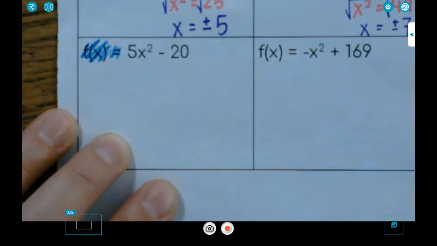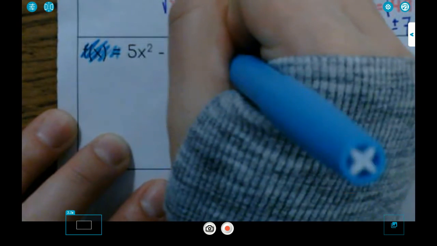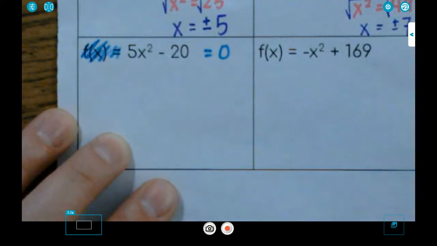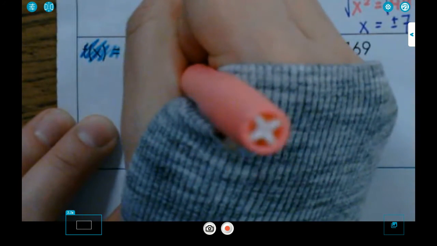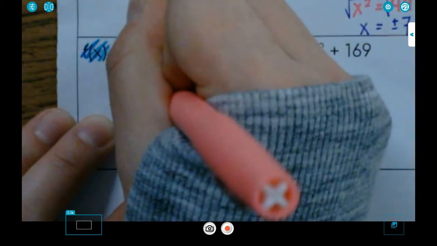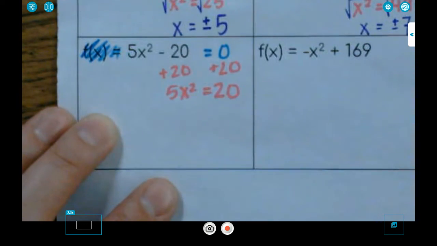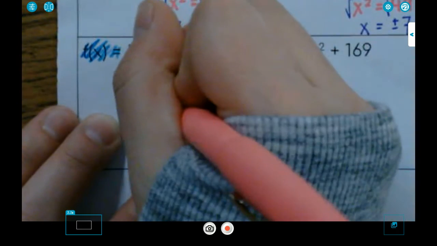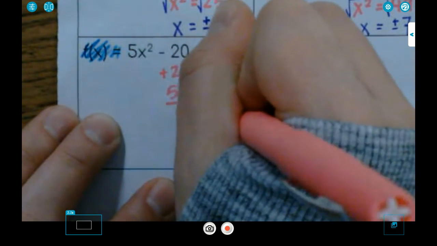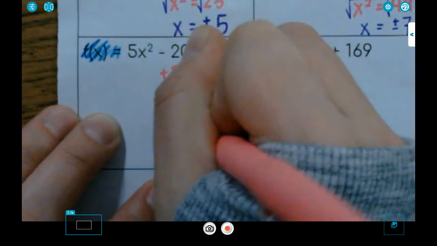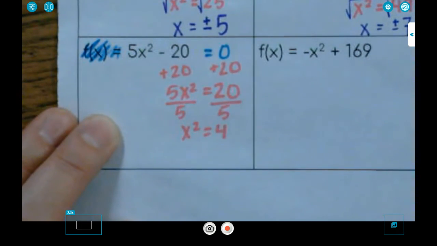Get rid of the f of x and make it equal to 0. And then Katie, what were you saying? Add 20 to both sides. And I've got 5x squared equals 20 now. Now, Michaela, divide by 5. And I've got x squared equals 4.